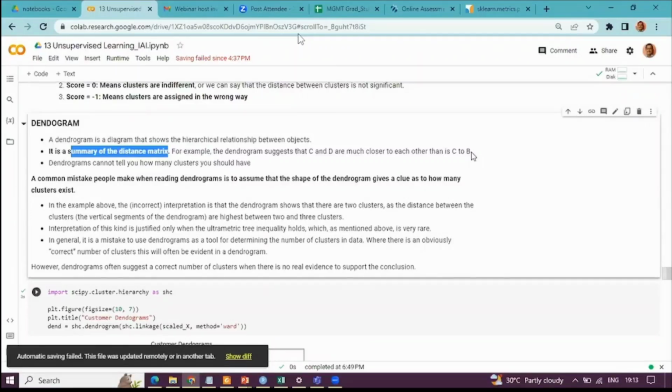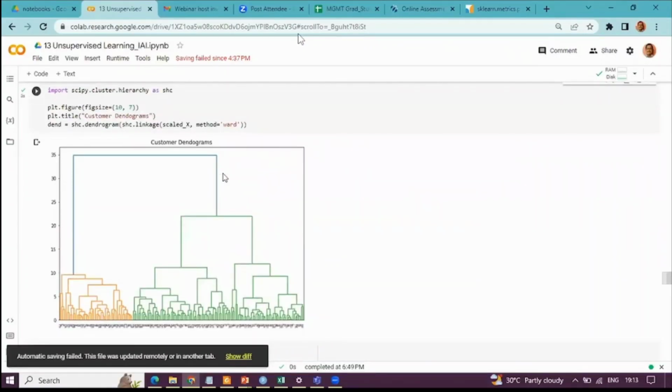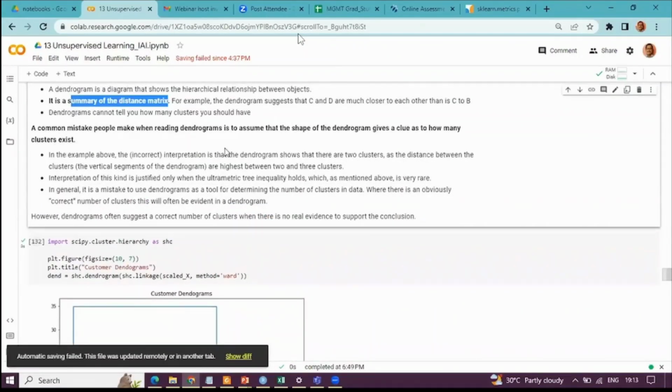Dendrograms cannot tell you how many clusters you should have. The dendrogram will create a combined picture like this, but it will not tell you how many clusters you want. I'll tell you there is a simpler mechanism to create clusters from the dendrogram. But the dendrogram as such does not say anything about the number of clusters. The incorrect interpretation is that the dendrogram shows there are two clusters as the distance between the clusters is highest between 2 and 3 clusters.